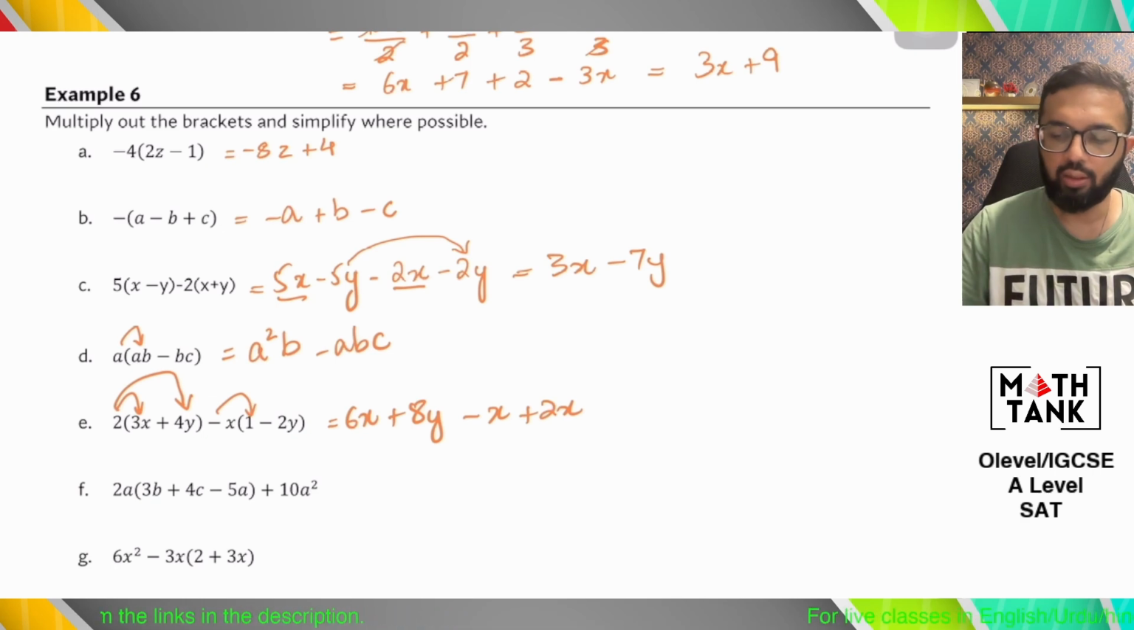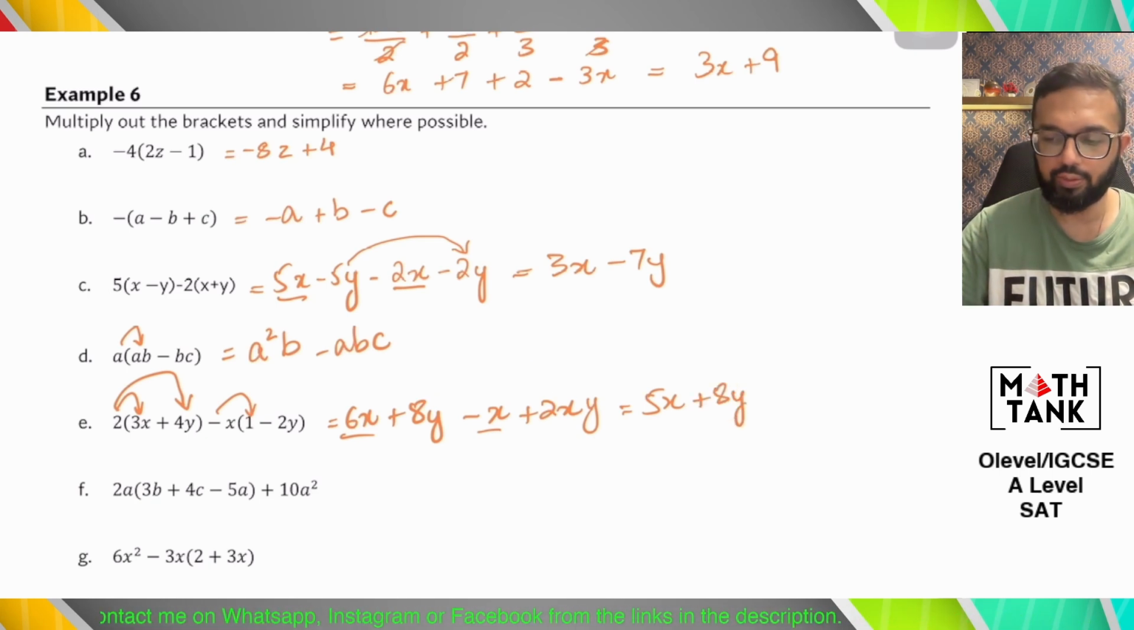Addition, subtraction. I remember this here. 2xy. 6x minus x gives me 5x. And there's no further addition because there are no like terms.